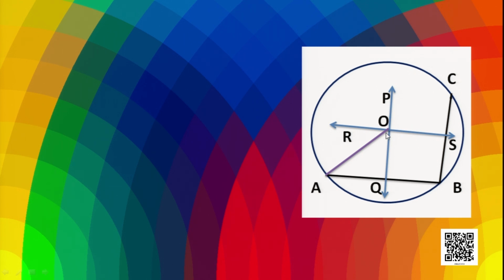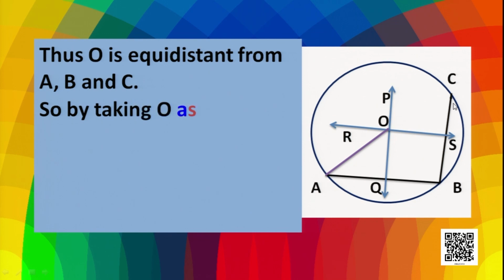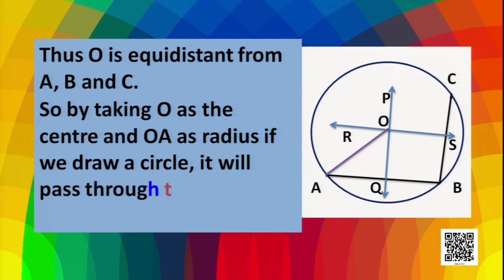If we take O as the center and OA as the radius and draw a circle, then it will pass through the points A, B, C. As we know that OA, OB and OC are equal, so O is equidistant from A, B and C. So by taking O as the center and OA as the radius, if we draw a circle, it will pass through the points A, B and C. Thus, we get a circle.